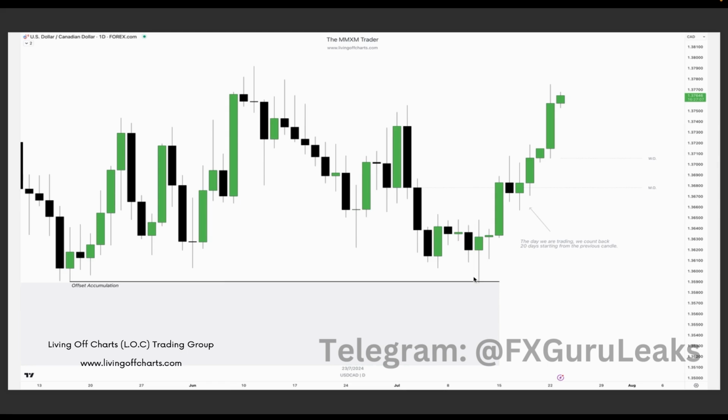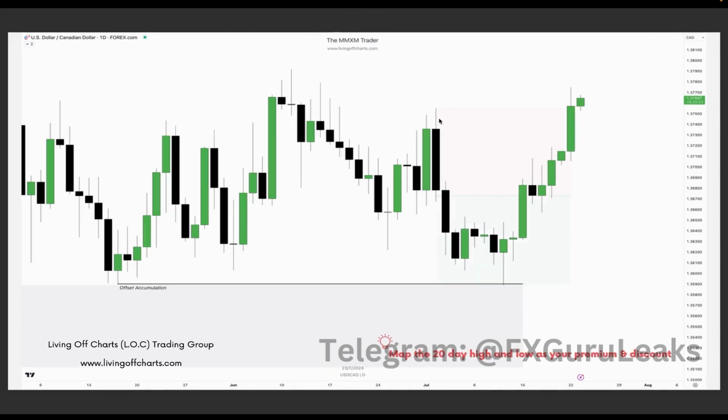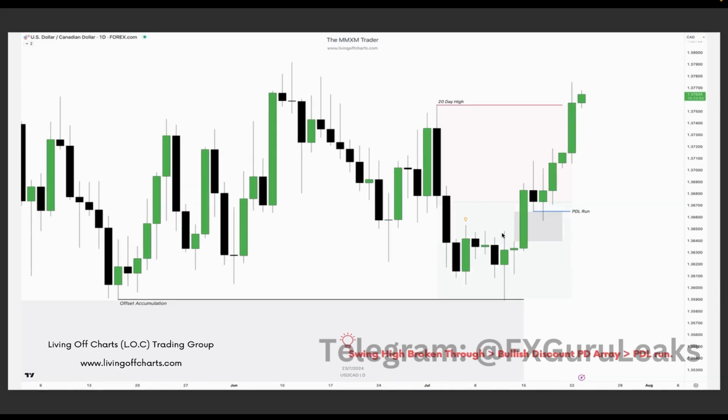And what is the lowest low? That would be right here. That is your premium and discount range as a day trader. So as you can see here, premium, discount, that's the range. Now, going off what I just explained, premium above here, discount below here.